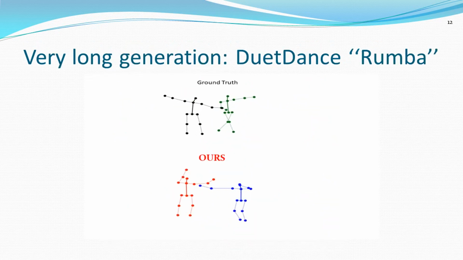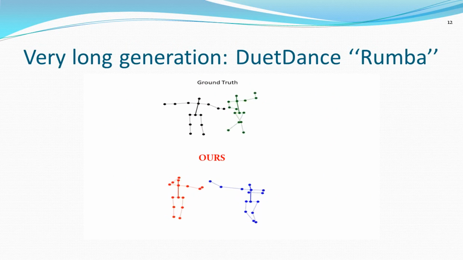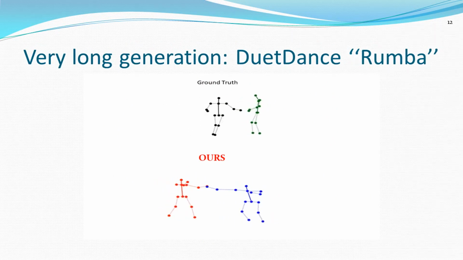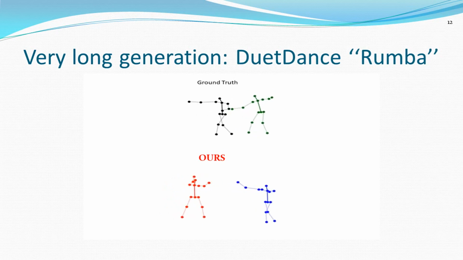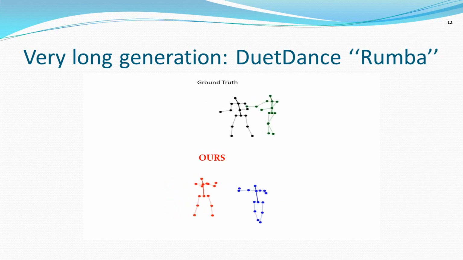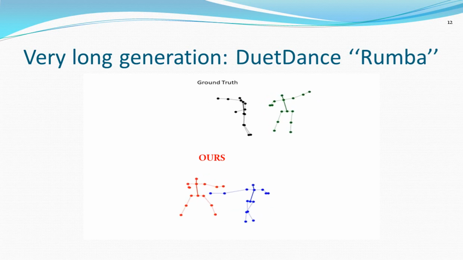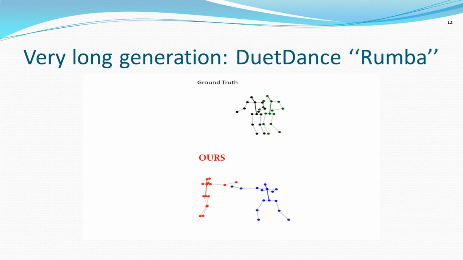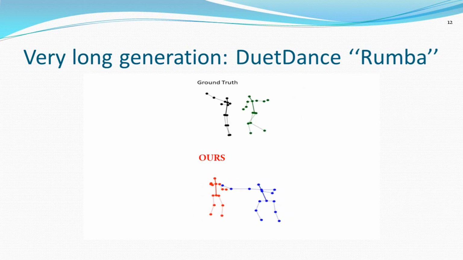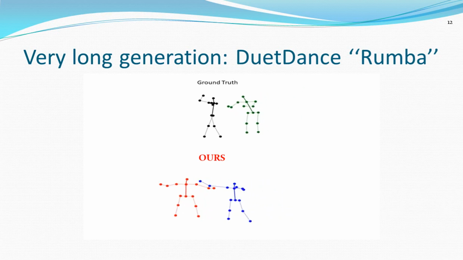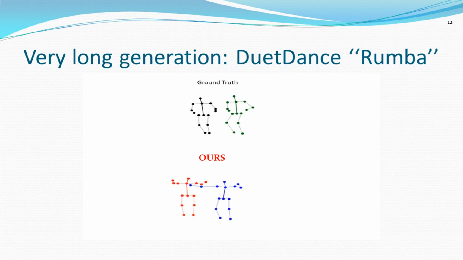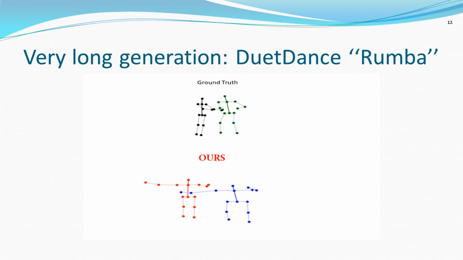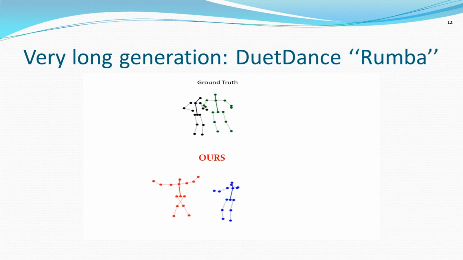Our method is also able to generate very long sequences. An example here from the Rumba class of the Duet Dance dataset, where we are able to generate nearly 3 minutes of motion. However, the limitation for very long sequence generation is the data. Due to the limited number of long sequences in the Duet Dance dataset, we will see here that the longer the generation goes, the more noisy it becomes, and as we can see here, there is more noise than in the beginning of the sequence.